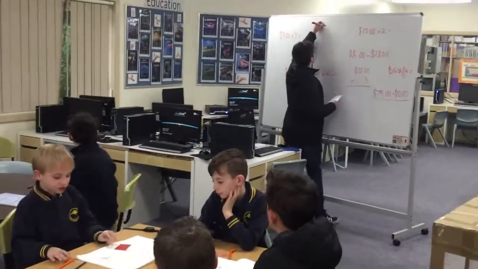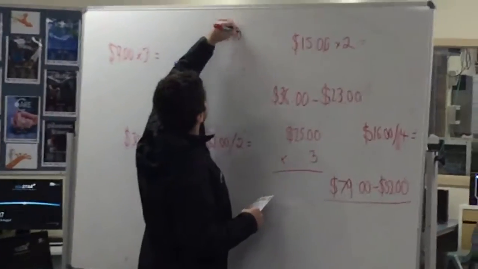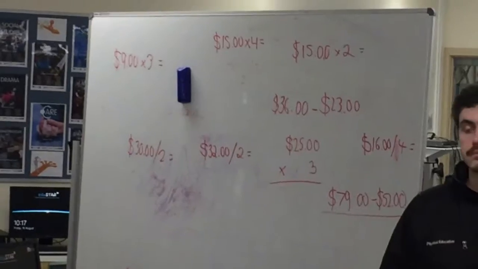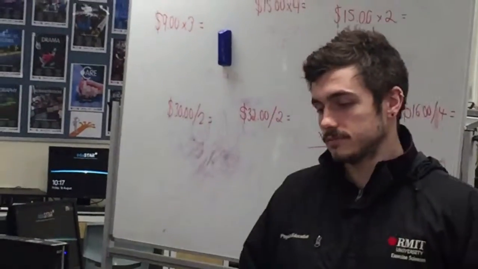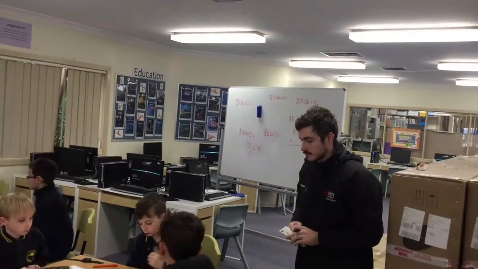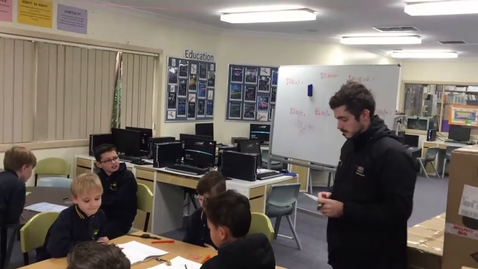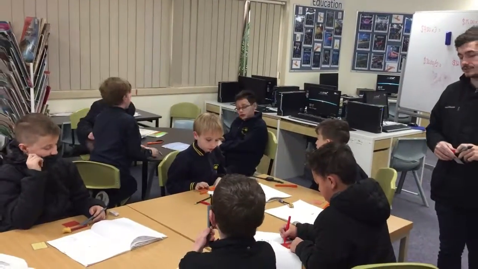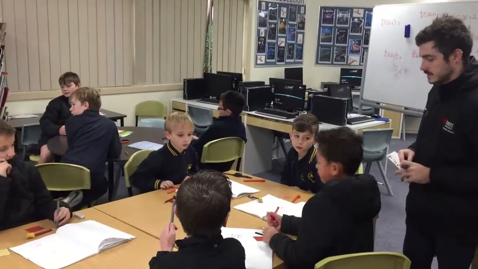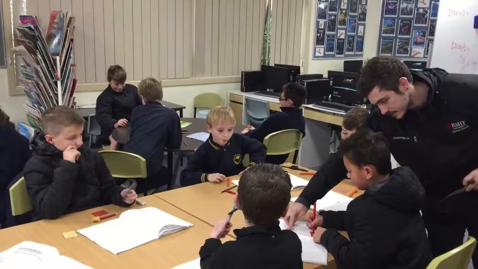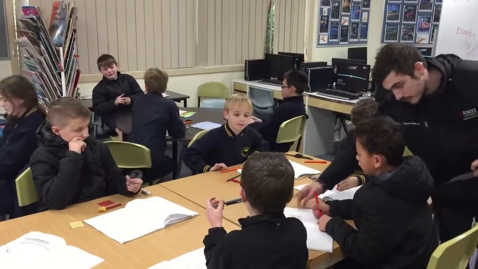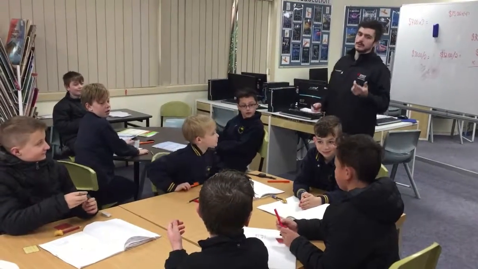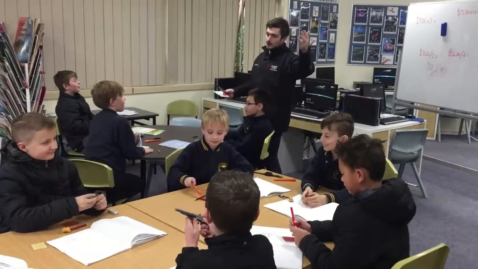If I said 15 times 4, $15 times 4 is $60. So you should have all 4. So what should you say? I can't hear you. Bingo. Still can't hear you. Bingo. Oh, you got a winner. We got bingo over here.